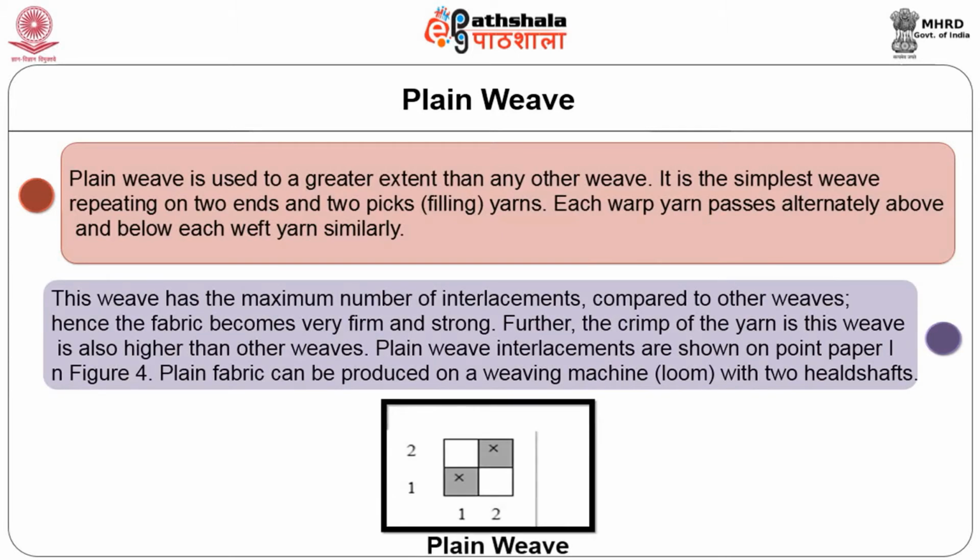This weave has the maximum number of interlacements compared to other weaves, hence the fabric is stronger compared to all other materials. Further, the crimp of the yarn in this weave is also higher than in other weaves. Plain weave interlacements are shown on point paper in figure 4. Plain weave can be produced on a loom with 2 heel shafts.